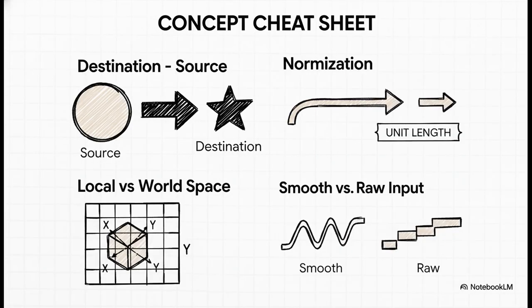And that's pretty much the whole story. So let's recap the big 4. Number 1, direction is destination minus source. Number 2, always normalize your movement vectors to fix that diagonal speed bug. Number 3, understand the difference between moving in Space.Self versus Space.World. And number 4, know when to use smooth GetAxis versus snappy GetAxisRaw. If you can nail those 4 concepts, trust me, you are going to be in fantastic shape for any movement and input questions they throw at you on the exam.